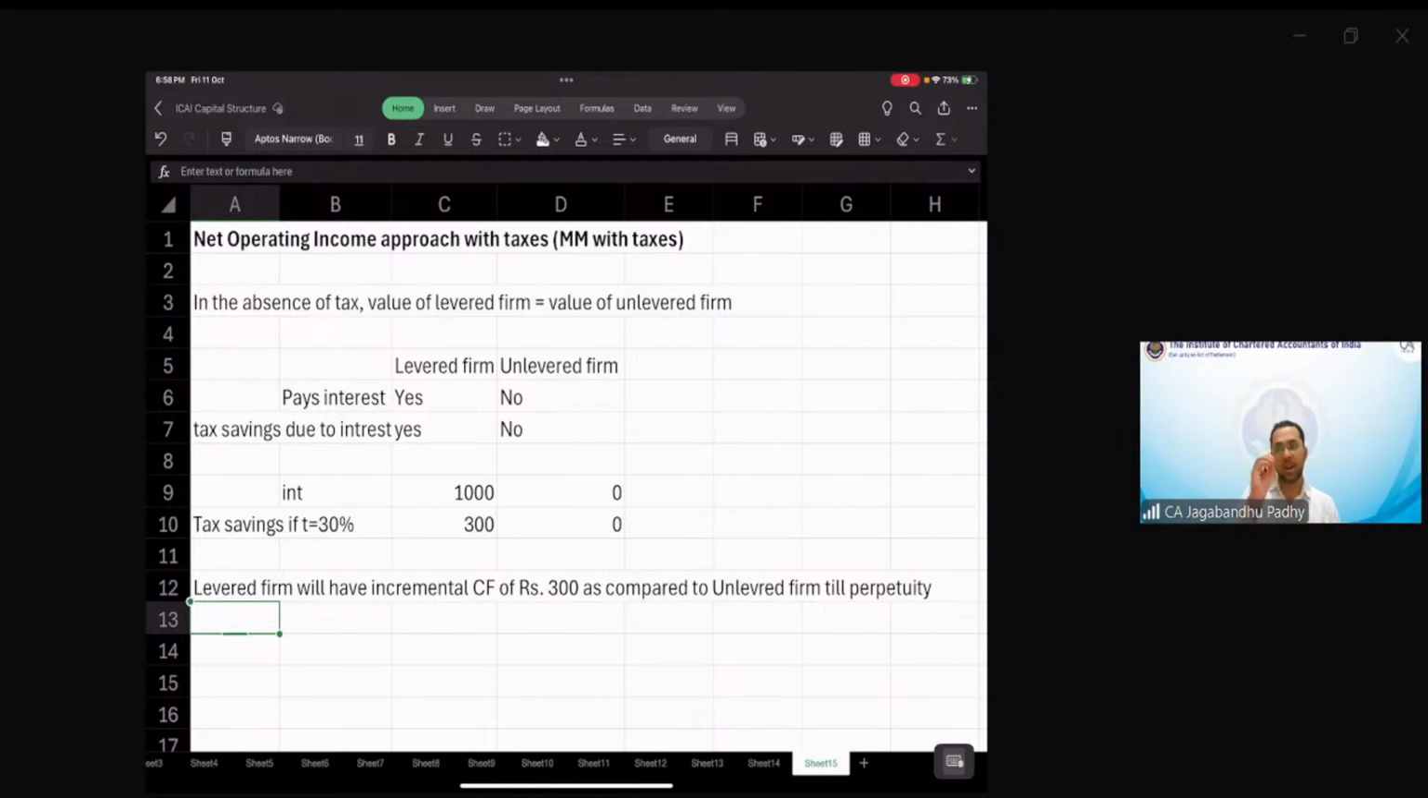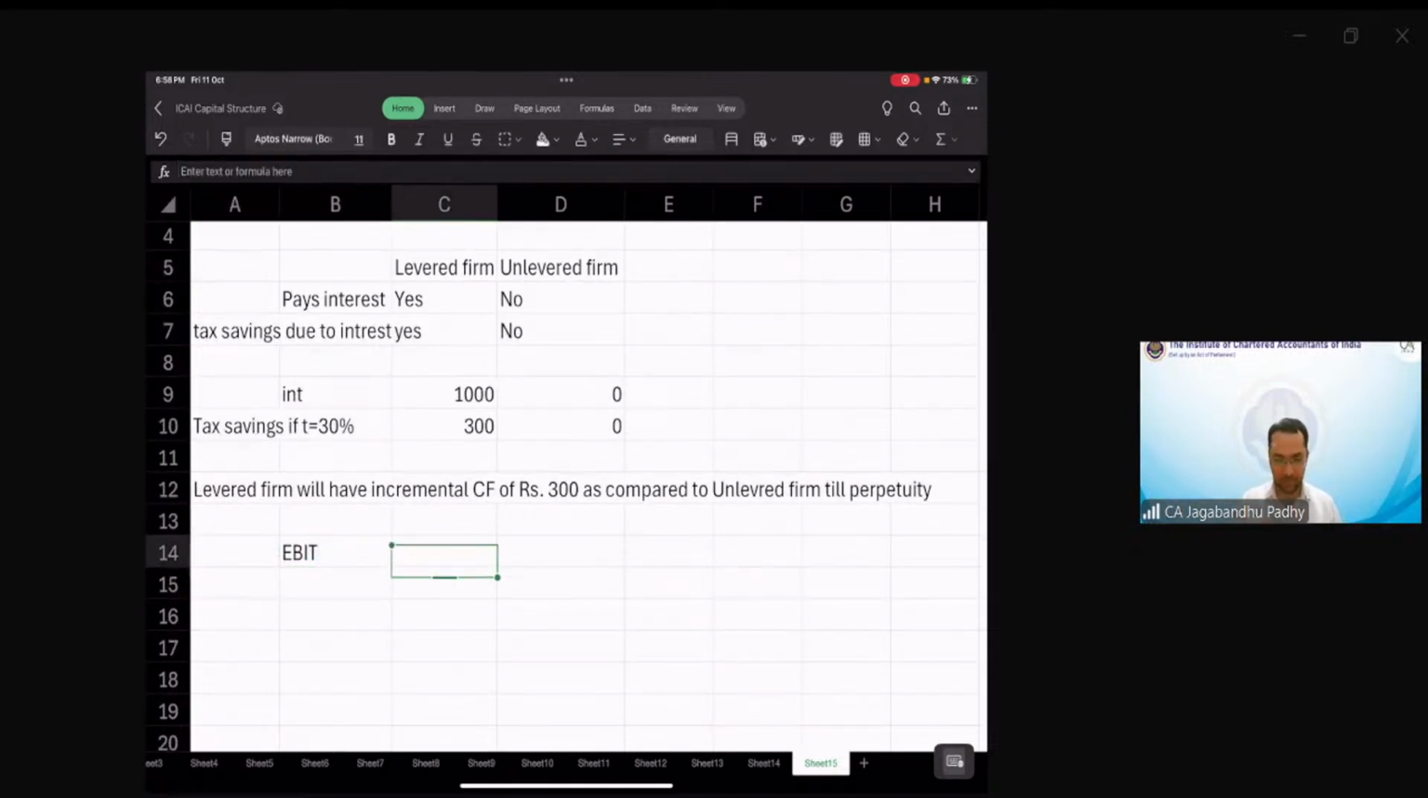So due to this extra cash flow, don't you think the levered firm will have some additional value for itself? Can I say the levered firm is going to have some amount of extra value? Yes or no, guys? Correct? Unlevered firm means a firm which doesn't have debt, and levered firm means the firm which is having debt. So due to this tax saving, there is an incremental cash flow for the levered firm.